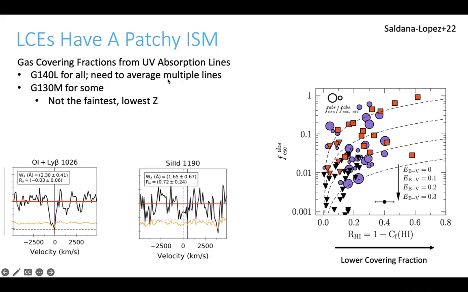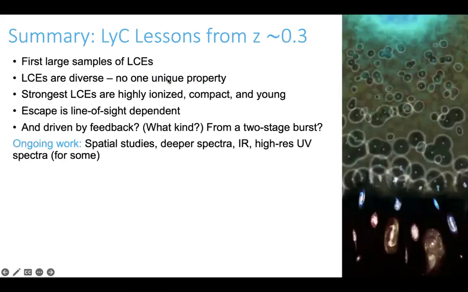So here I want to just now summarize what we're seeing from the survey so far at redshift 0.3. This is the first large statistical sample of individual Lyman Continuum emitters that we have. And we're seeing signs that this is a diverse population. There's no one unique property that tells you something's a Lyman Continuum emitter. But our strongest Lyman Continuum emitters do seem to be highly ionized, compact, having the presence of some young burst.